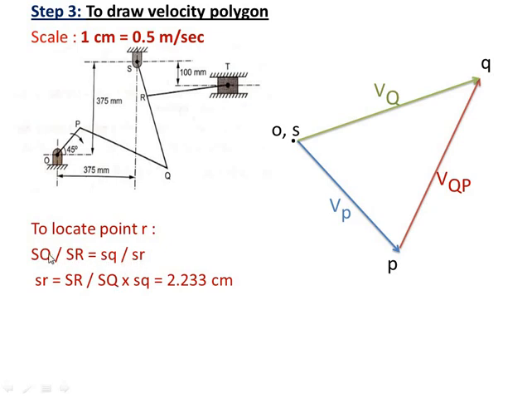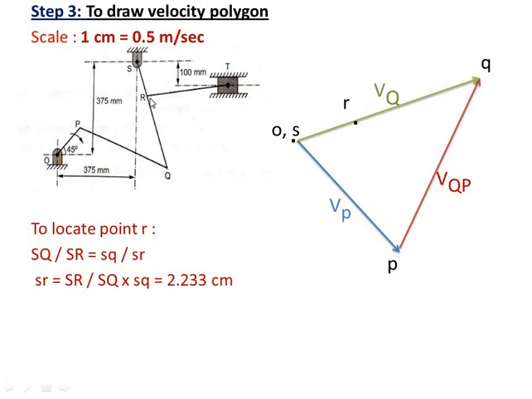Now here take the actual length of SQ and the actual length of SR, don't take the scaled values. Take the actual length of sq from the velocity polygon, simply measure this distance and transfer it over here. Don't convert it into scale. Then you will get the value 2.233, which can be directly transferred here on the velocity polygon. So here we got a point R.